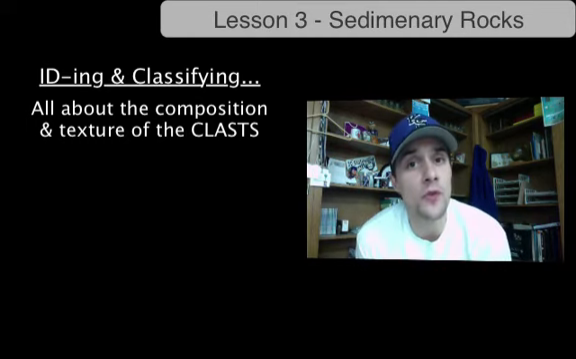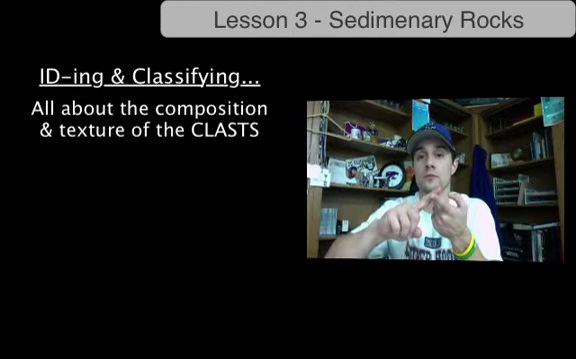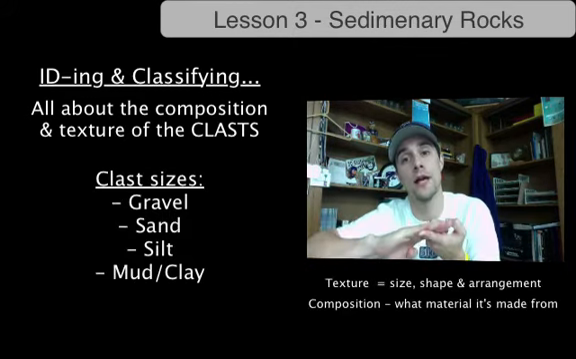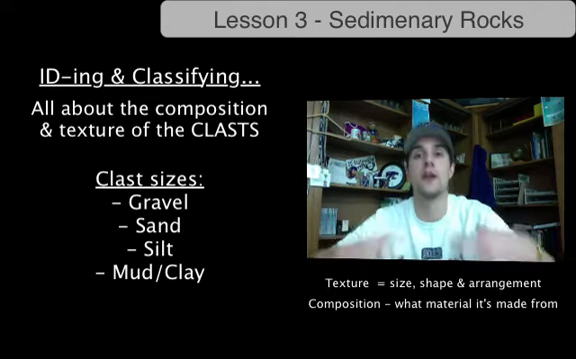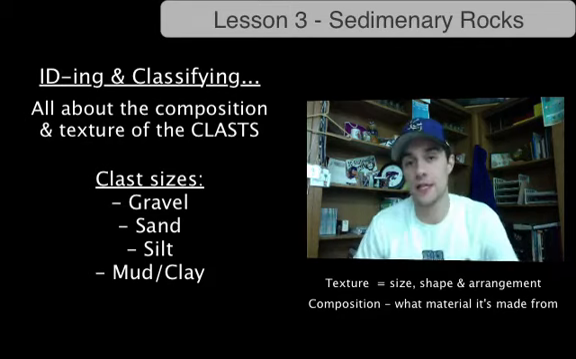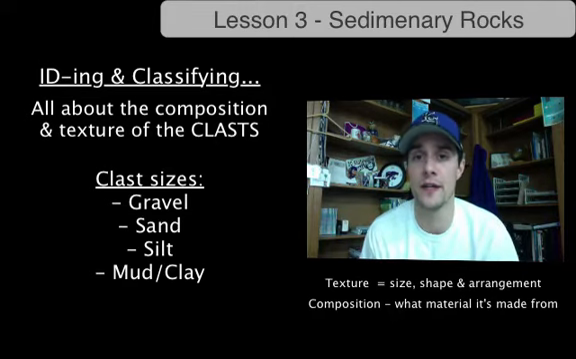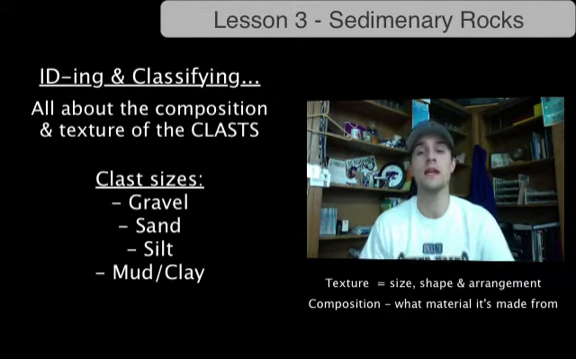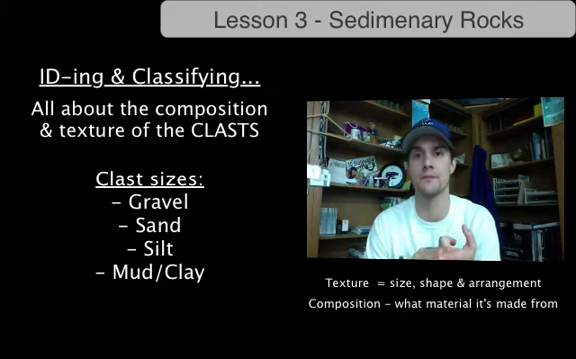Now, sedimentary rocks form from clasts, so we're going to look at the size of the clast. Gravel, sand, silt, or mud or clay. Okay? So you're going to examine the actual size of the rock fragments and mineral fragments that are making up that detrital sedimentary rock. That's the first thing you're going to do in order to identify or classify a detrital sedimentary rock. Next thing, you're going to look at the texture. What's the size, shape, and arrangement of those clasts?